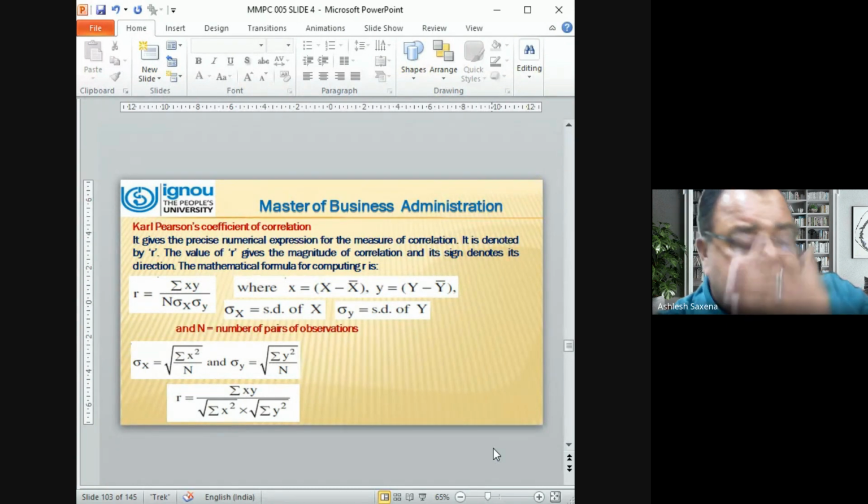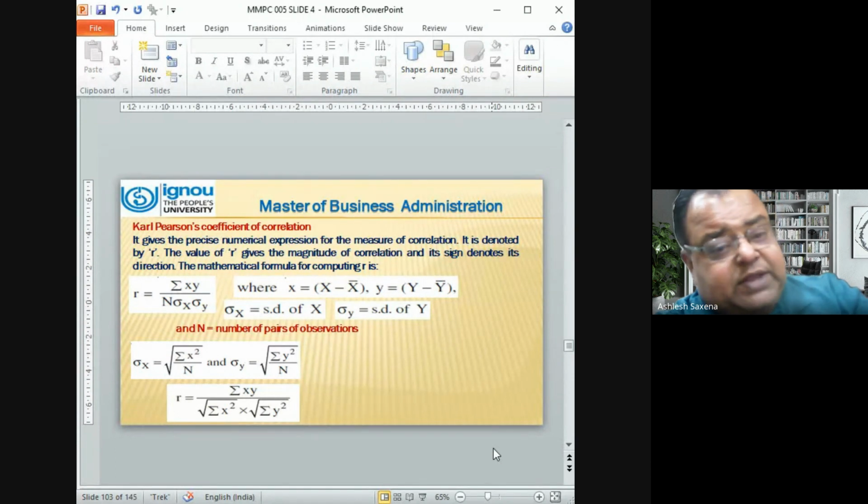Now the thing is how to calculate standard deviation. Standard deviation sigma x is equal to under root summation of x squared divided by n. Similarly, sigma y is equal to under root summation y squared divided by n. Now you can see in the last formula n is not there.